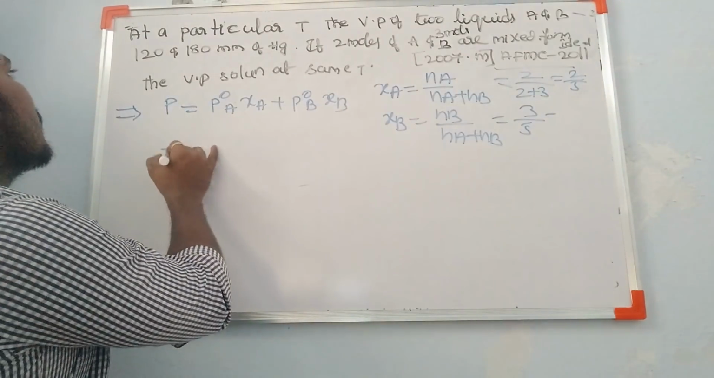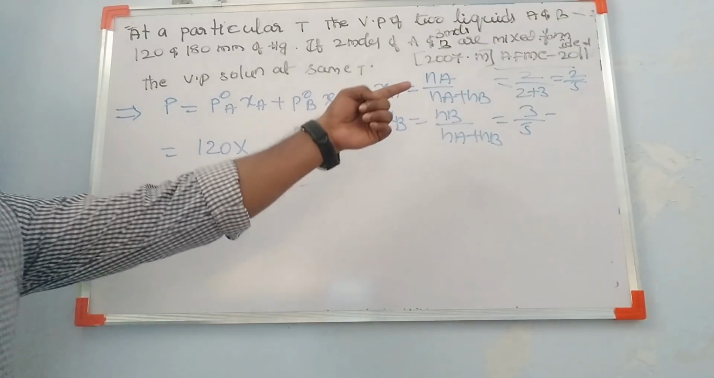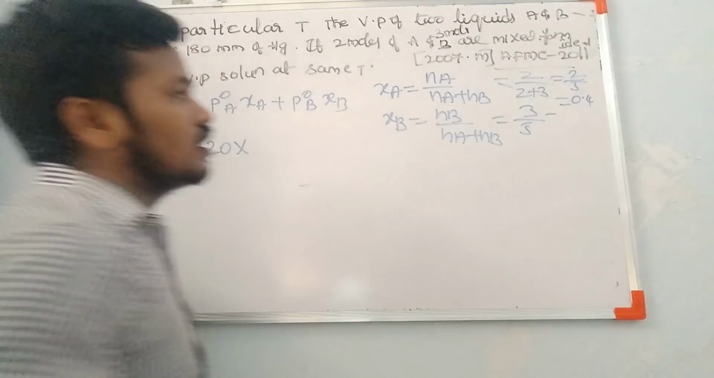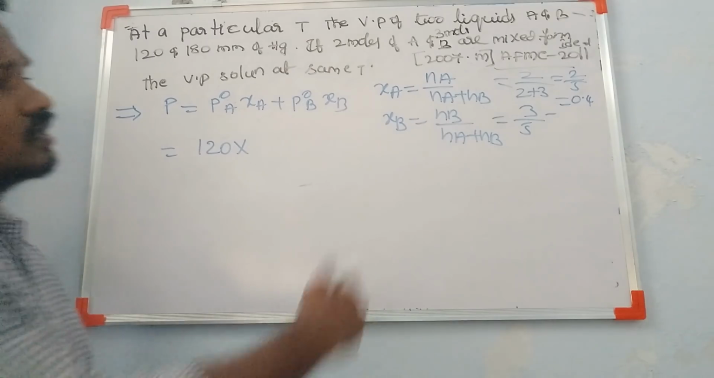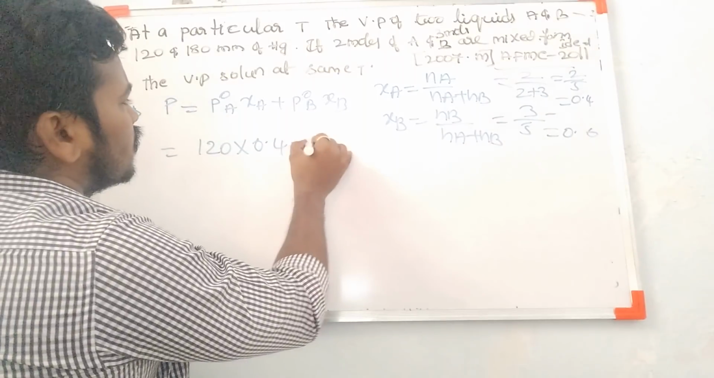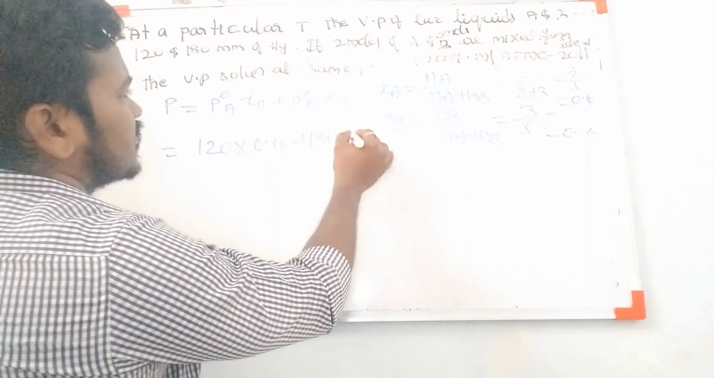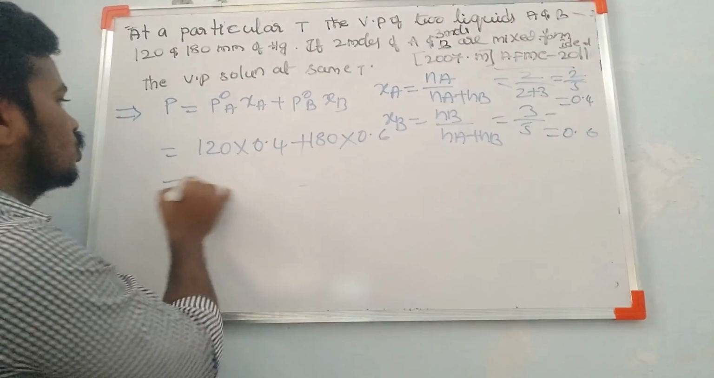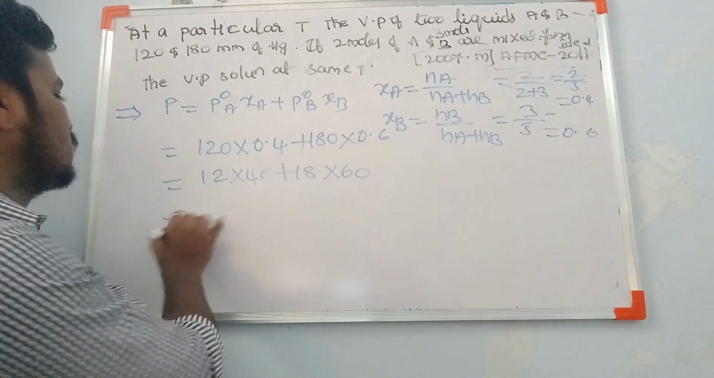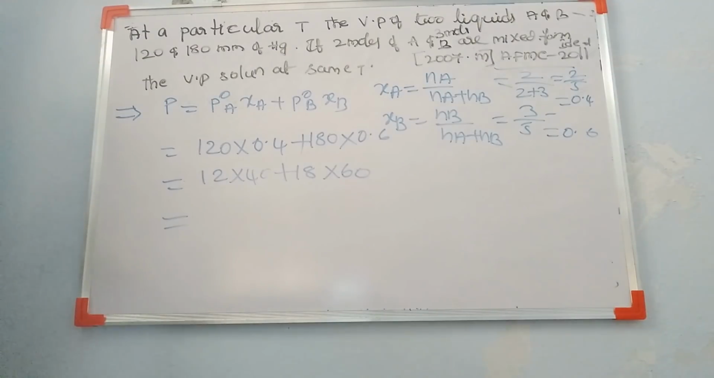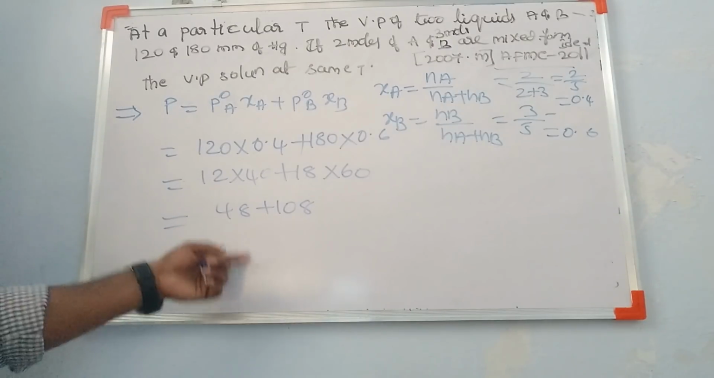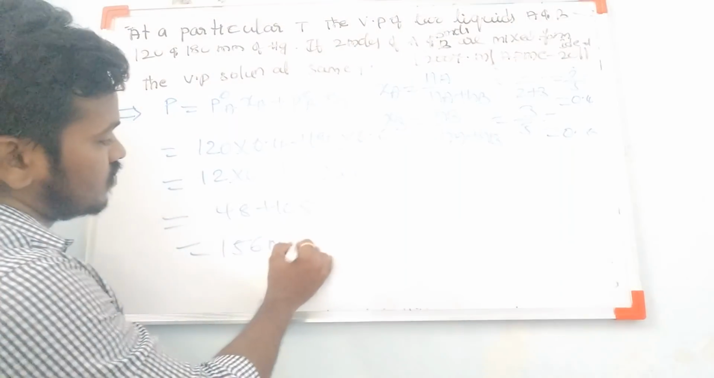Let us see. P naught A is 120 into 2 by 5. 2 by 5 is 0.4, and 3 by 5 is 0.6 converted into decimals. So 120 multiplied by 0.4 plus P naught B, 180, multiplied with 0.6. So you get 12 into 40 plus 18 into 60. By doing the calculations, we get 48 plus 108, so 156 mm of Hg.